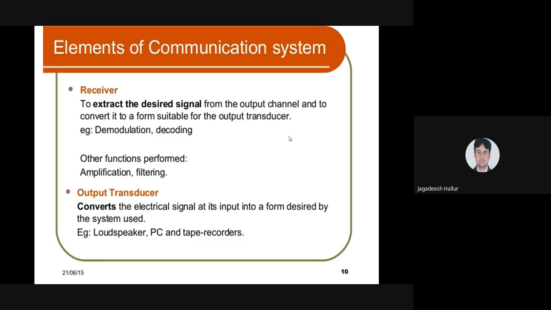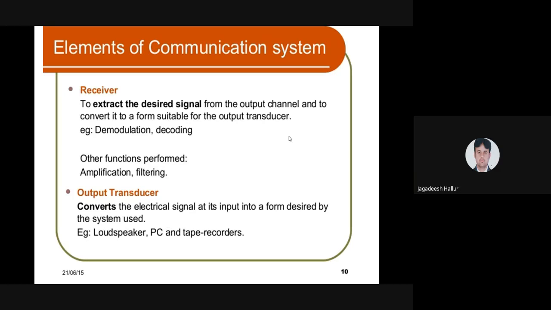Receiver, I already told you what the actual function of the receiver is: to extract the desired signal from the output channel. Whatever signal we are getting from a channel has to be the desired signal, that is, the correct output, the exact output. Desired is nothing but exact. To extract the desired signal from the output channel and to convert it to a form suitable for the output transducer. When you are hearing a particular voice, it has to be clear.